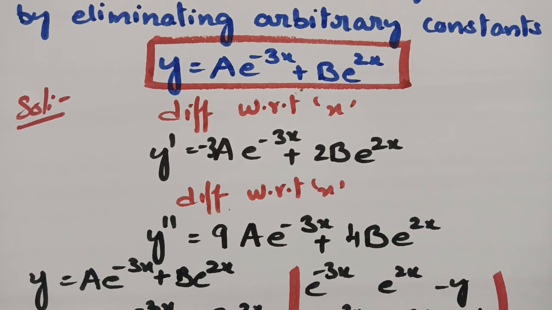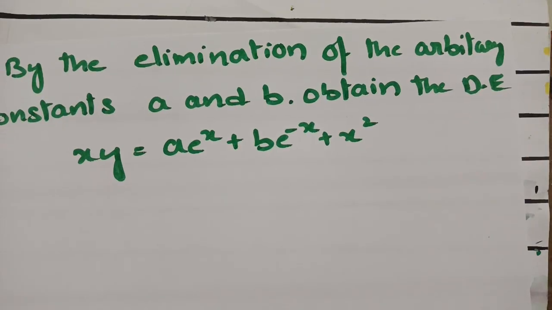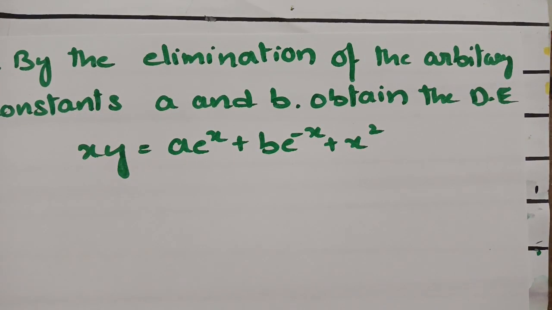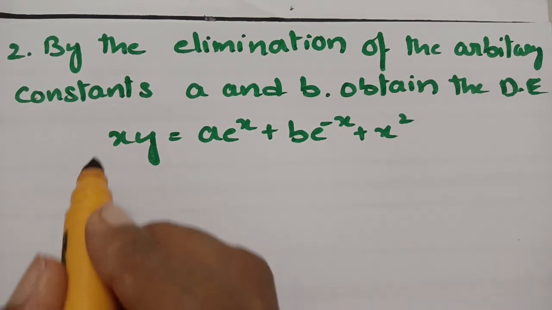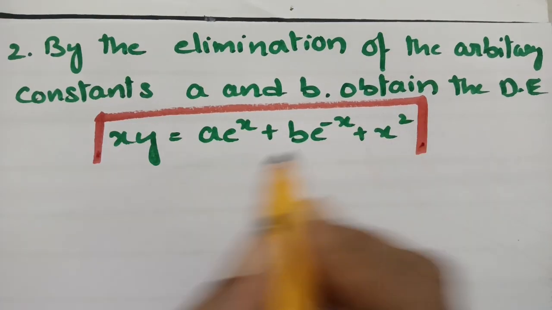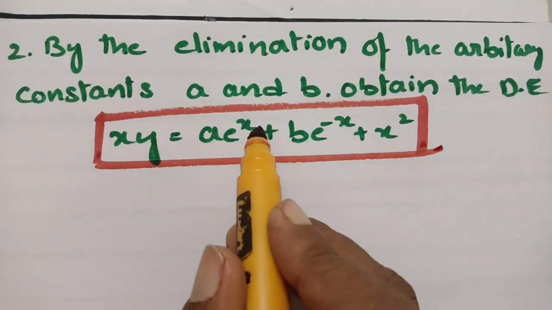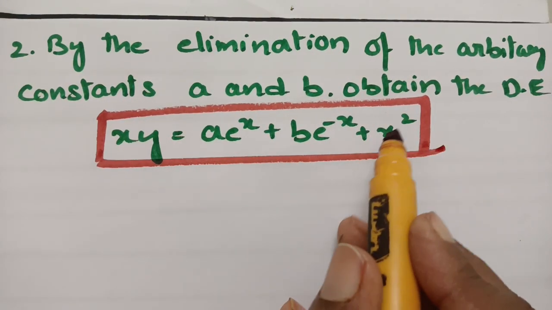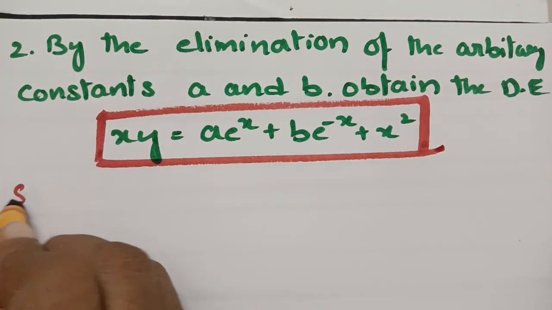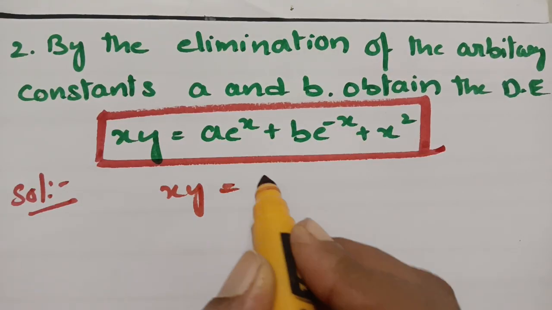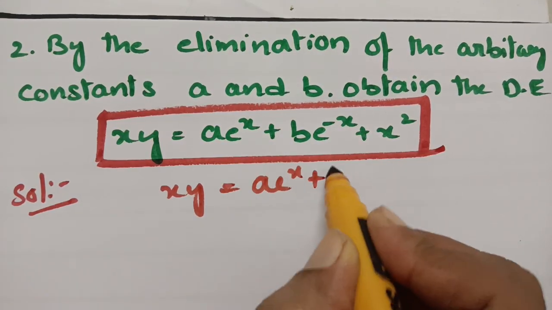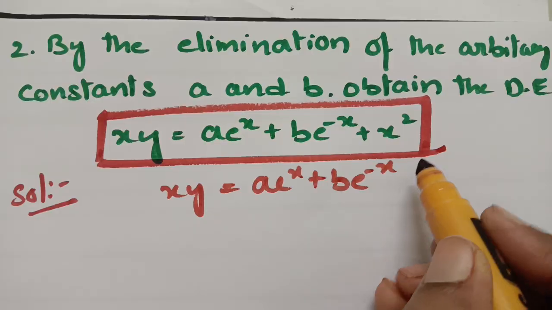So the next question here is, by the elimination of arbitrary constants small a and small b, obtain the differential equation. So this is the equation xy is equal to a into e power x plus b into e power minus x plus x square. So here, how many constants are there? Two constants are there.